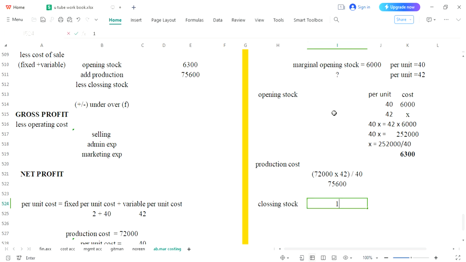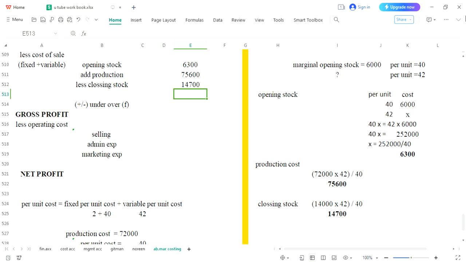Closing stock original amount was 14,000 and 14,000 we will take. It would be multiplied by 42 and divided by 40. In this way we will get our new closing stock. Statement is completed. We will now put it on calculator, where same 14,000 would be multiplied by 42 and divided by 40. So in this way we have calculated closing stock, we have calculated production cost. Now 14,700 would be put over here.